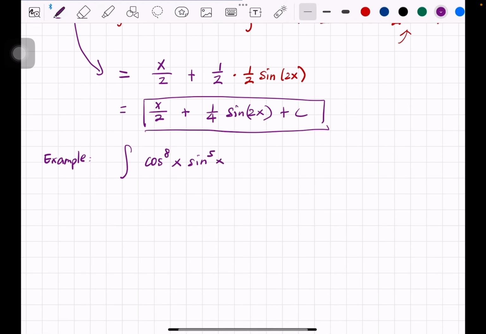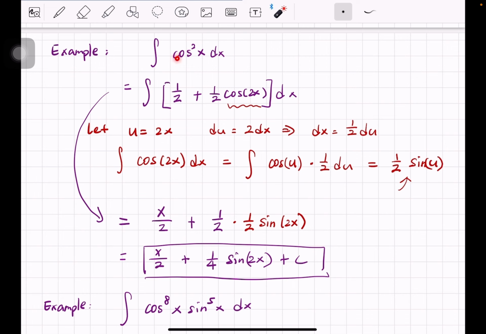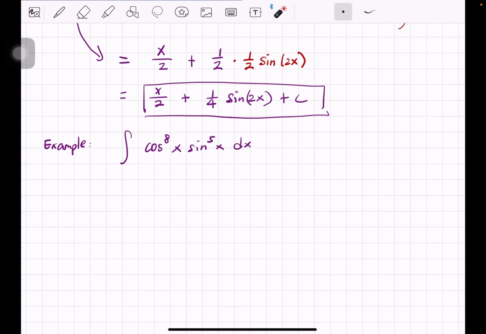So let's move on to another example. We have the integral of cosine to the 8th power times sine to the 5th power dx. For this one, it's kind of similar to the previous one. We have an even power for the cosine, so we're going to use the half angle formula. But we still need to deal with the sine to the 5th power.